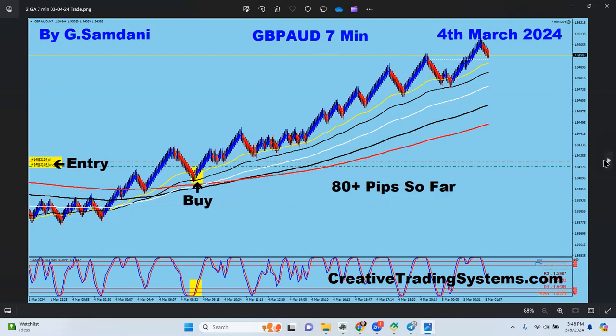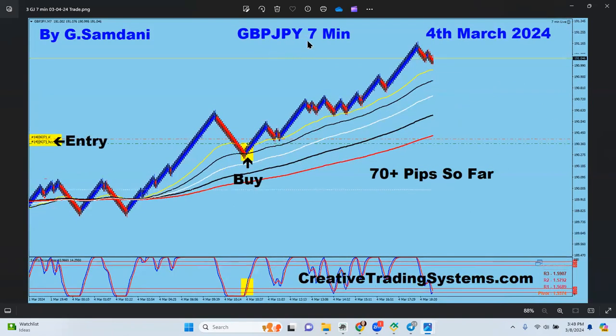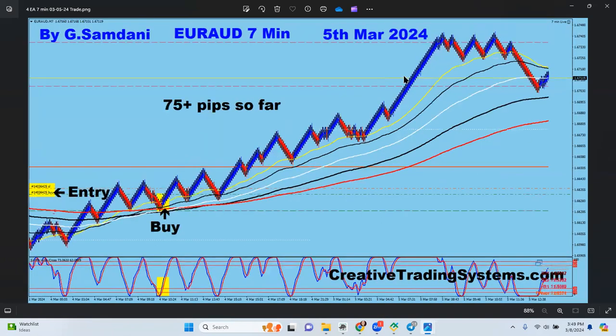Now, from pound Aussie's 80 pip, to pound yen. You can see on the 4th, Monday, it was going to the upside for March. This is the entry again, on the 7-minute chart. This trade is also opened by the EA, 70 pip here. Now this one, you see the Euro Aussie went up again. This little arrow is telling you that this trade was opened by the EA. So the buy order is right there, 75 pip all the way.